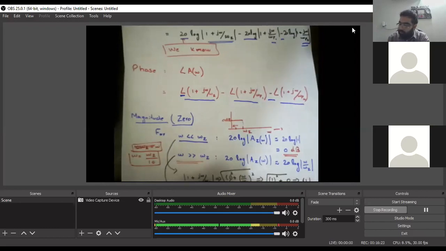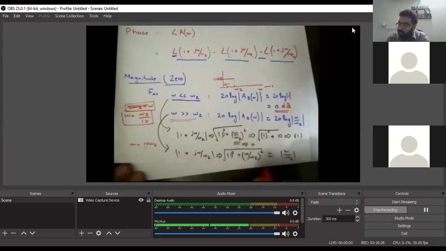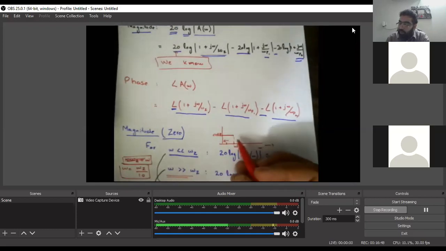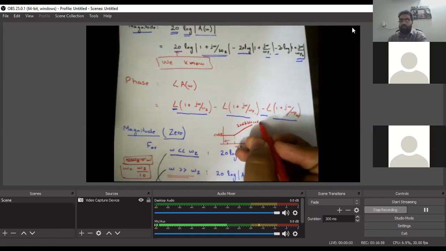And if we place 10 times omega z in this equation, we are going to get that 1 is going to be very much small as compared to omega by omega z. So we are going to end up with 20 log of omega by omega z. This means the slope is going to be 20 dB per decade. And in the case of 0, it's going to be in the enhancing mode. So what we can simplify, any frequency greater than omega z, the magnitude is going to enhance by the factor of 20 dB per decade. This is the case for the 0.